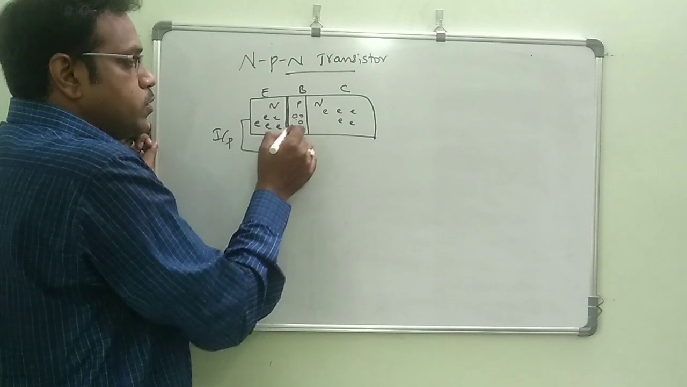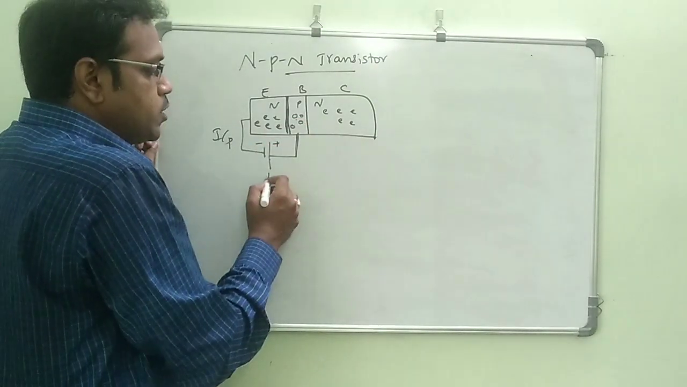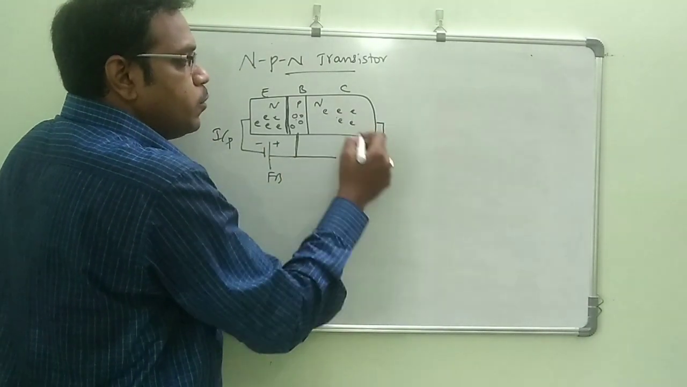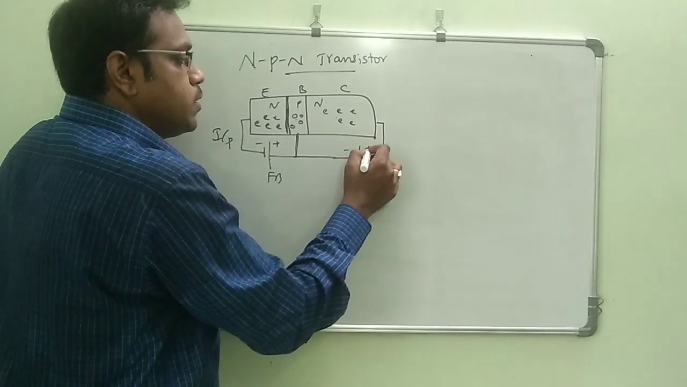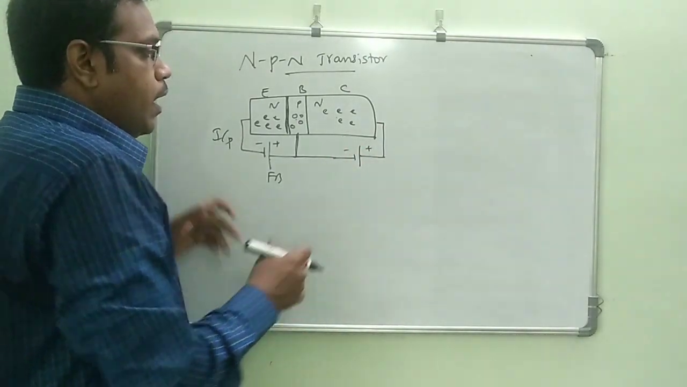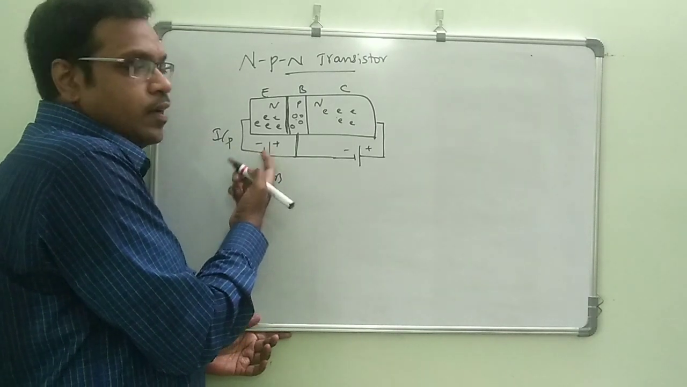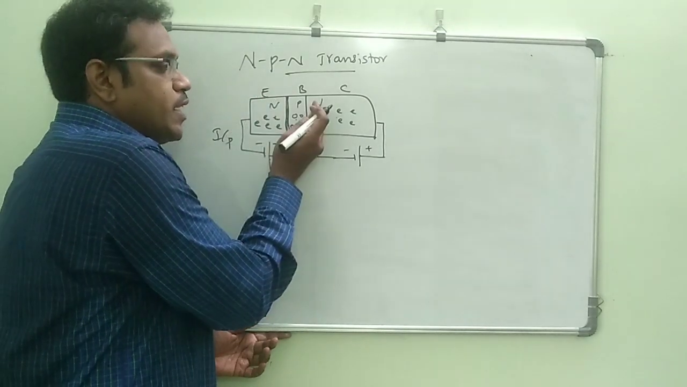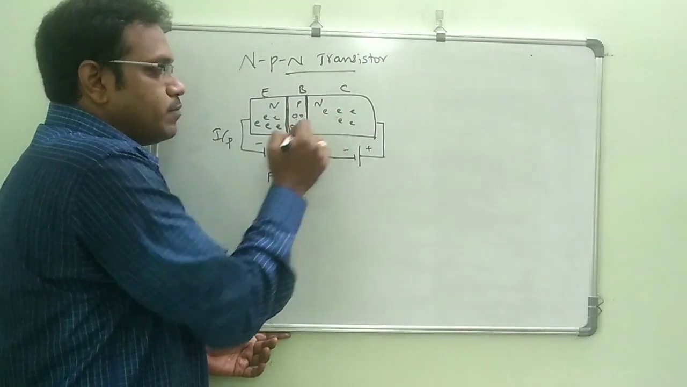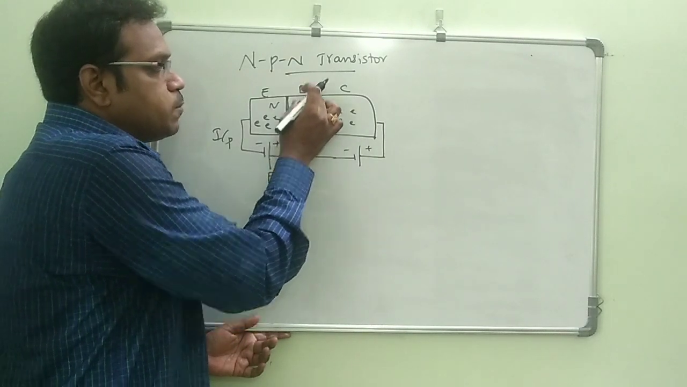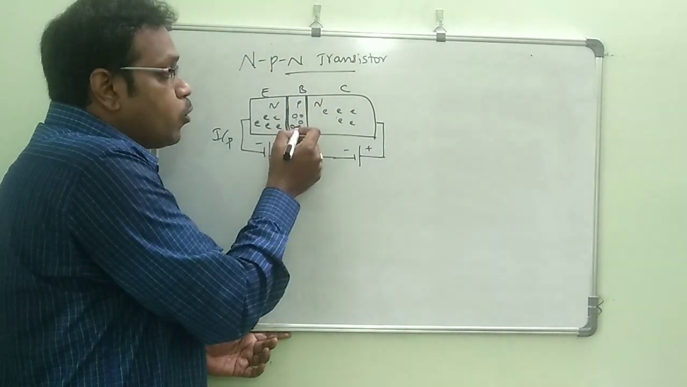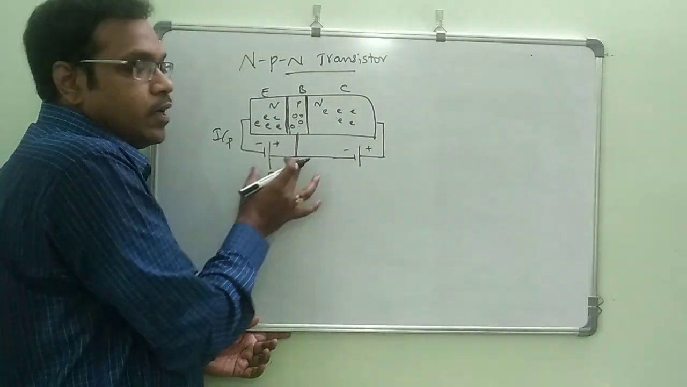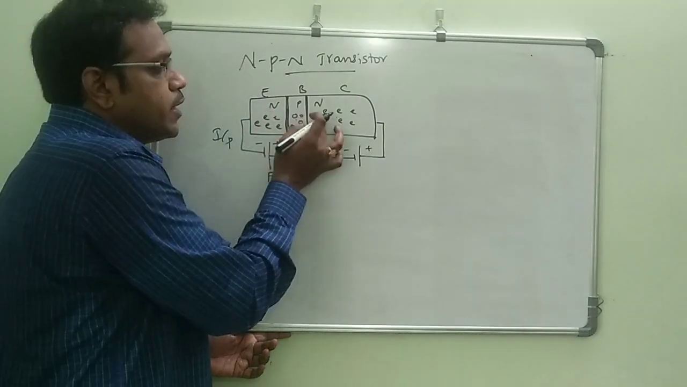This junction is forward bias: you can see negative to negative, positive to positive. And in this one we need to apply reverse bias: negative connected to the positive. So this is reverse bias. Because of the forward bias, electrons will be pushed towards the next junction. They can cross the base, and in between some holes are there. Suppose 10 electrons are there, and they cross this junction.